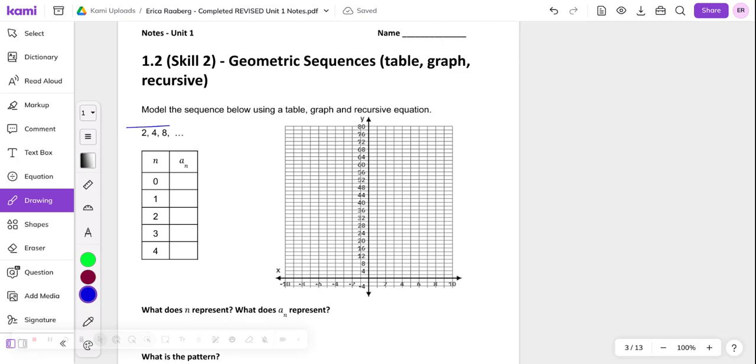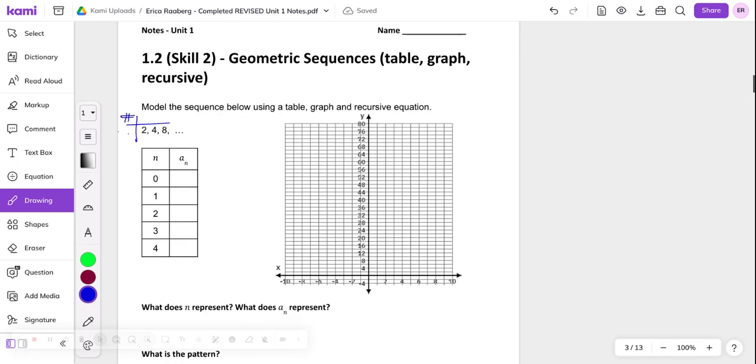So if we look at our term number and our term value, the first term is 2, the second term is 4, the third term is 8. If we put those numbers into our table, when n is 1, our value a sub 1 is 2. Our value for the second term is 4. Our value for the third term is 8. And then we want to look at the pattern. So how do we get from one to the next?